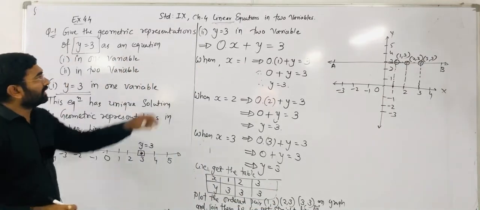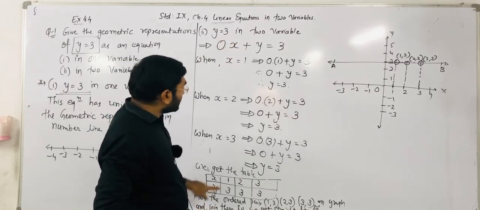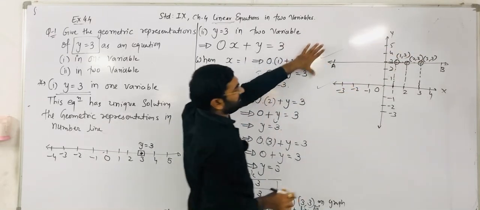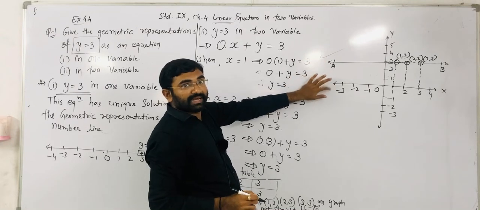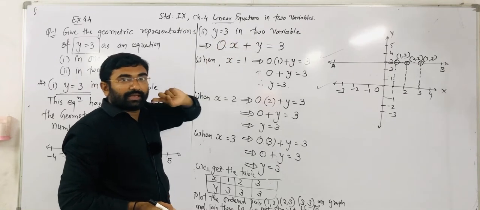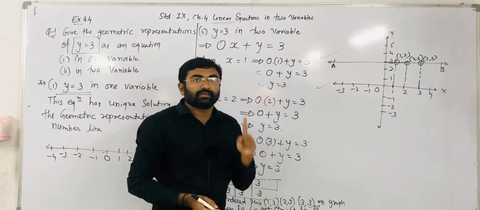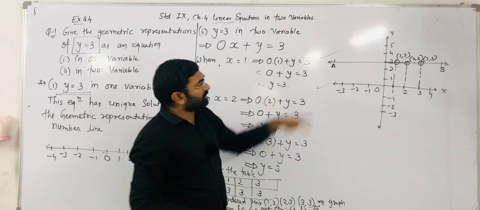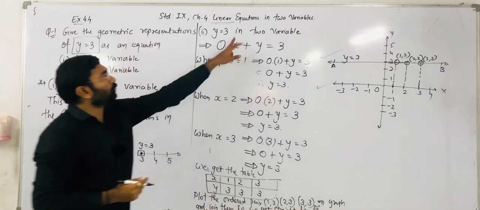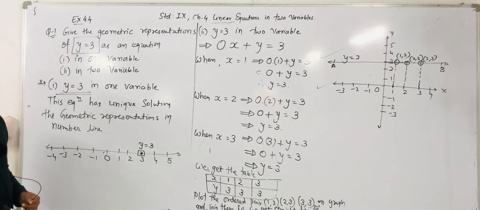So observe that whenever the one variable equation y is equal to 3 is plotted in two variables, the graph of that straight line is exactly parallel to the x-axis. Okay, so remember that thing. When y is equal to 3 is given, then its graph in two variables gives you a line parallel to the x-axis. So this is the graph of the equation y is equal to 3 in two variables. This is very easy, as we saw in the previous exercise.